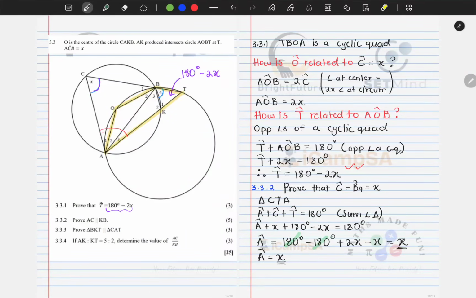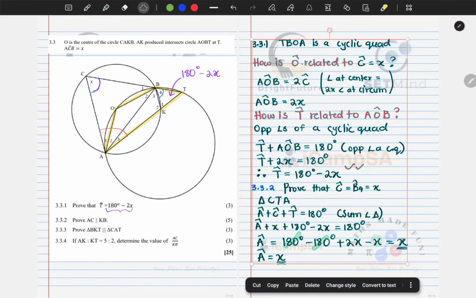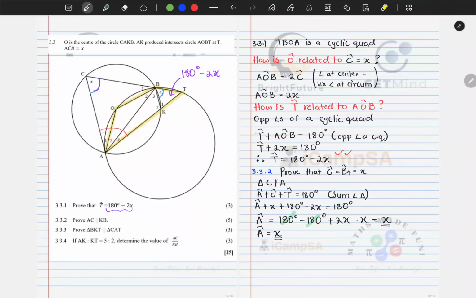But then, how is angle A related to B4? Well, let's make some space. I need you to remember that if you look at CBKT, that is a cyclic quad. So what does it mean, it being a cyclic quad? It means that angle B4 will be equal to angle A, which is equal to angle X, and the reason is going to be the exterior angle of a cyclic quad.